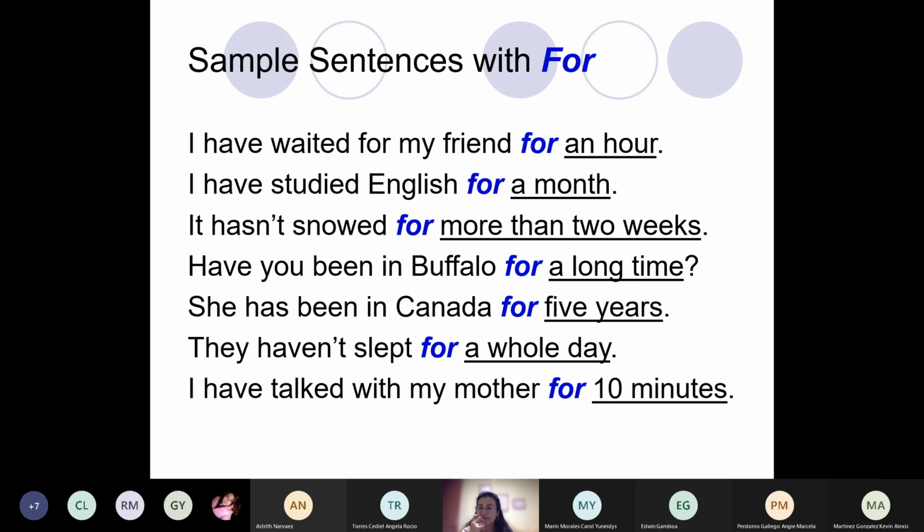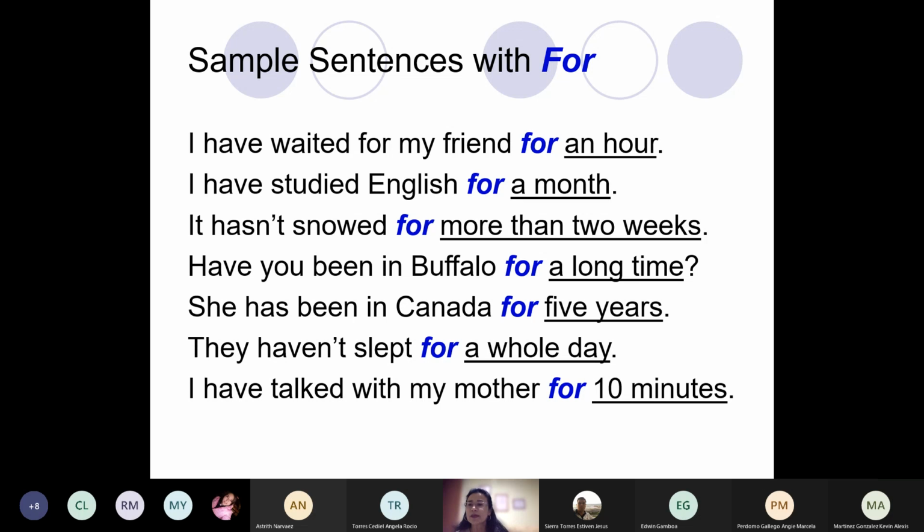Now we are going to read these examples. Let's start with the first one, Steven Jesus. Okay, teacher. Read the first example. Sample sentences with for. I have waited for my friend for an hour. Very good. For an hour. And very good, waited.